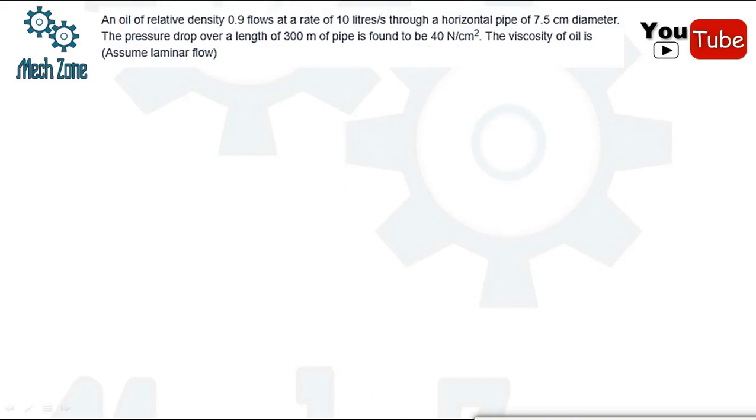Now in the next question we have oil of relative density 0.9 flowing at the rate of 10 liters per second through a horizontal pipe of 7.5 centimeter diameter.